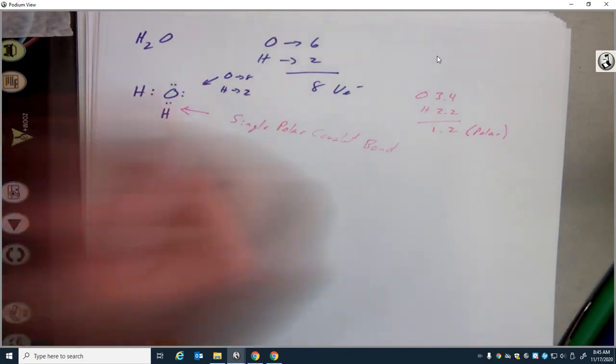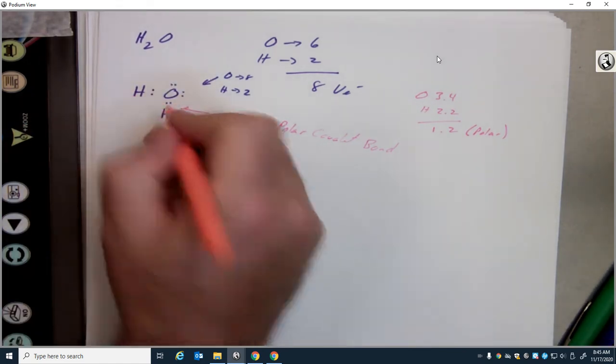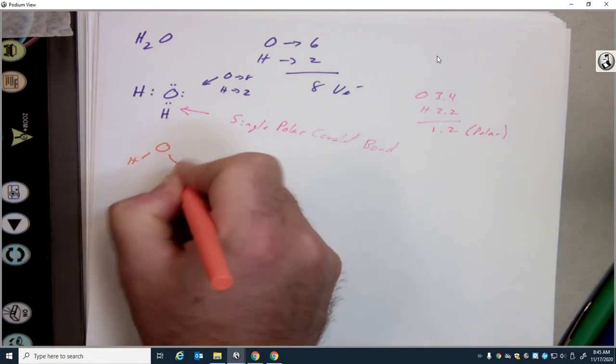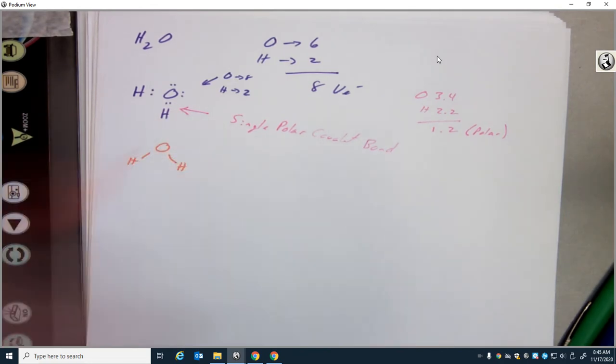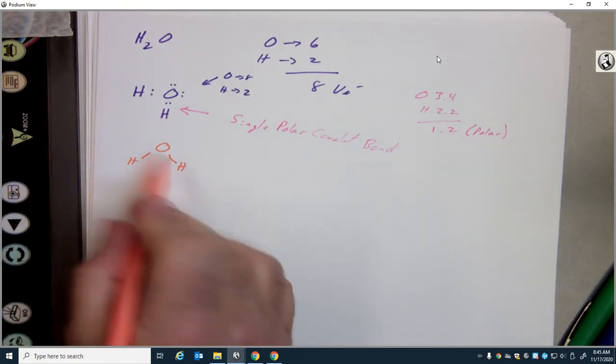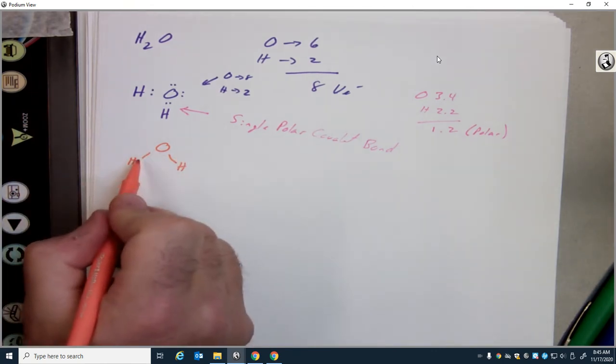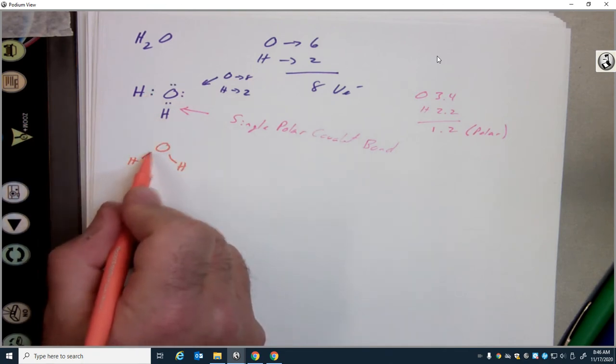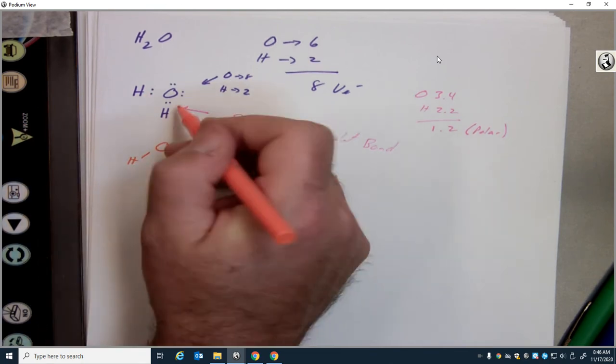The structural formula of this is actually a bent molecule, so it would look something like this. And we'll talk more about shape and structural formulas later. But what I want you to realize is that this 1 pair of electrons turns into 1 dash.